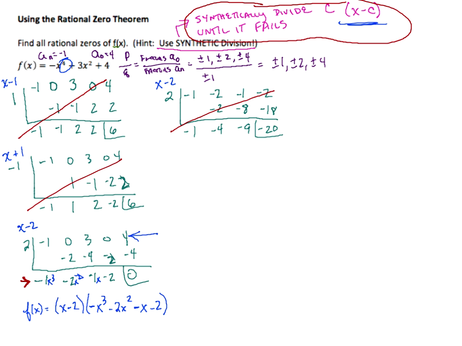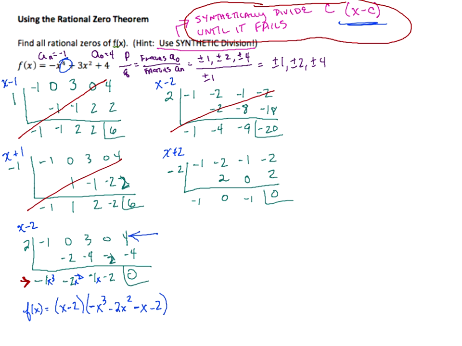So I need to try my next possibility, which would be negative 2. Now I'm looking to see if there's a factor of x plus 2 in there. I don't go back to my original coefficients. I use my new ones because I've already factored some. So my C is negative 2, and I have negative 1, negative 2, negative 1, negative 2. Combine down, multiply, combine down, multiply, combine down, multiply, combine down. I get a remainder of 0.